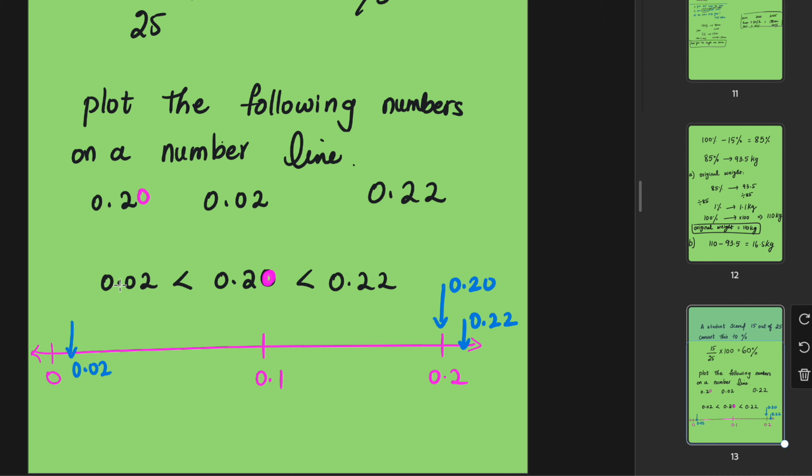You can convert them into percentages. You can take any decimal number and times it with 100 and then see what it is. And then you can easily place them on the number line. Okay, that's one strategy that you can make use of to figure out which decimal is bigger and which decimal is in ascending order.